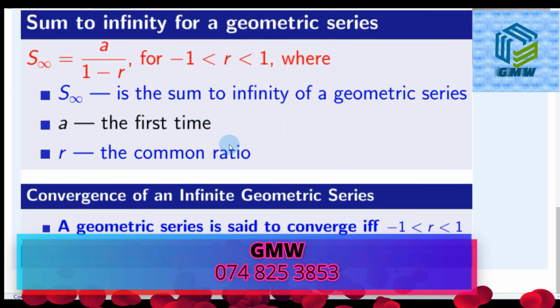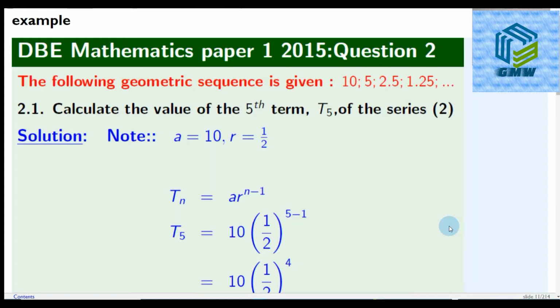That's number 1. Number 2, there will be questions that ask you whether a series converges or not. What you need to identify is the value of R, whether it lies between minus 1 and 1. Now, having said all this, let's see what comes next. Okay, we now need to see how they ask you in the exam.